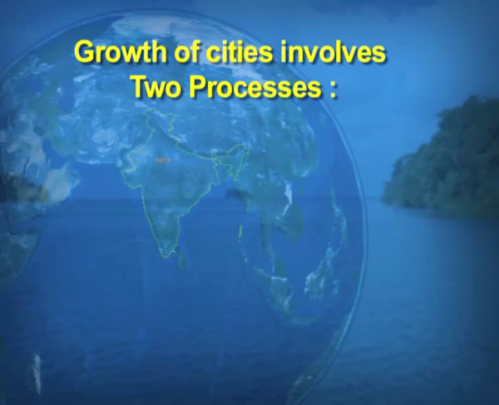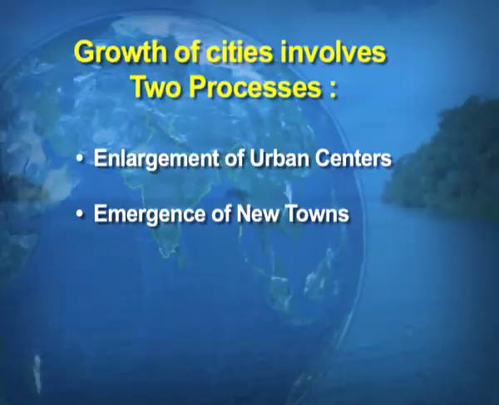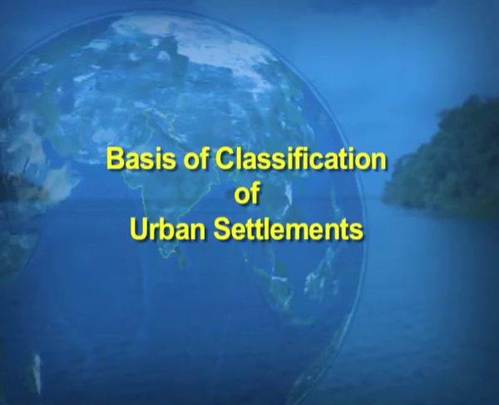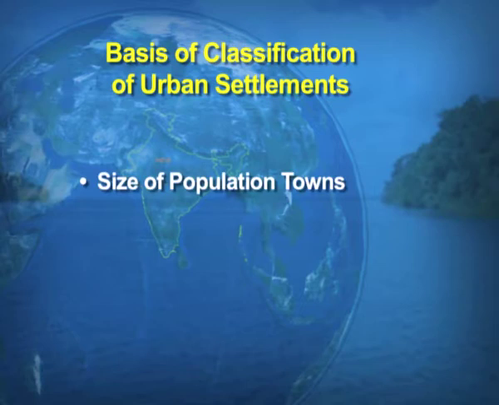Growth of cities involves two processes. One is the enlargement of the urban centers, and number two, the emergence of new towns. Now, we talk about the different bases of classification of urban settlements. So, there are two bases. One, the size of urban towns, and number two, the functions of the towns, because cities are known by either the size or the function they are important for.